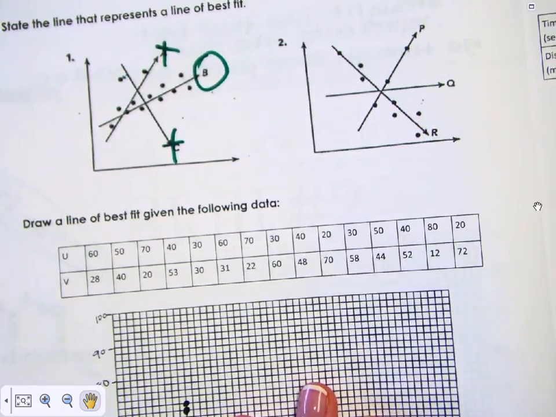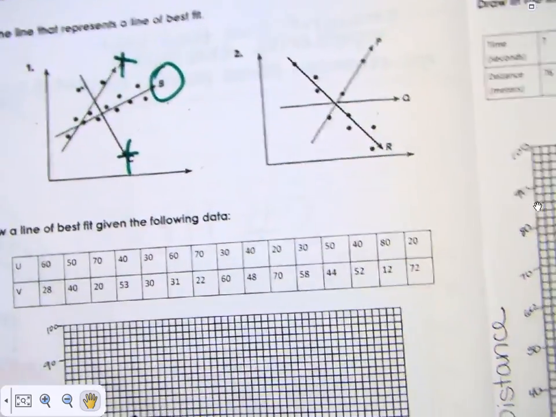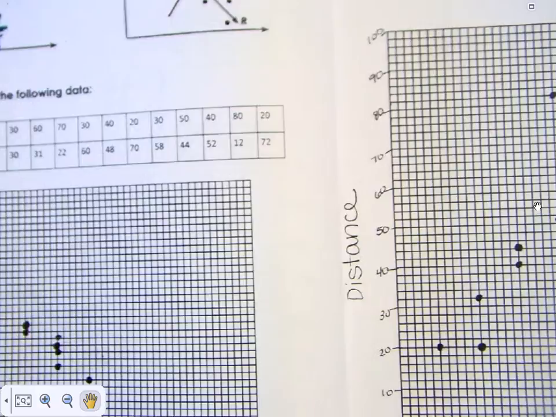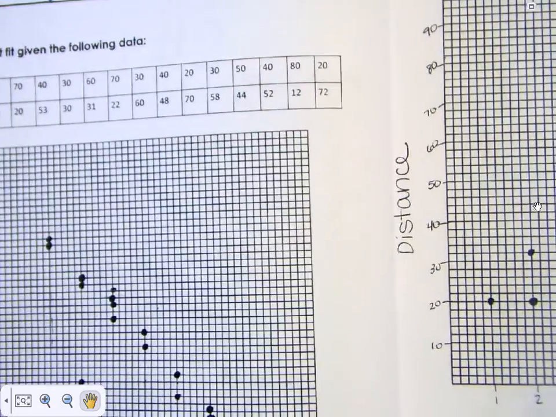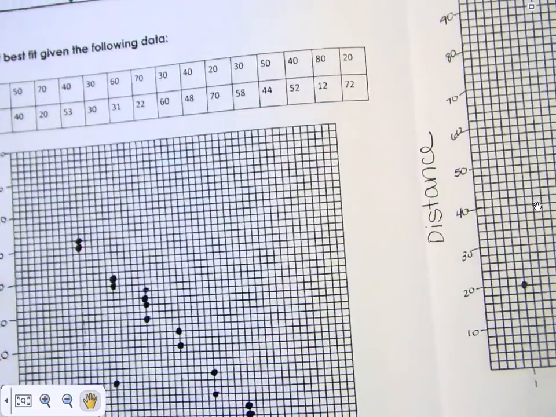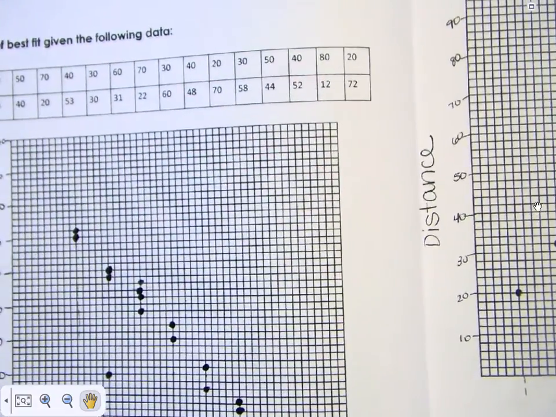So try number 2 on your own, and then you're going to be asked to draw the line of best fit in the rest of the skill and to write the equation. If you're having trouble writing the equation, it's definitely something you would want to get help on over at the table. All right? Thanks for watching.